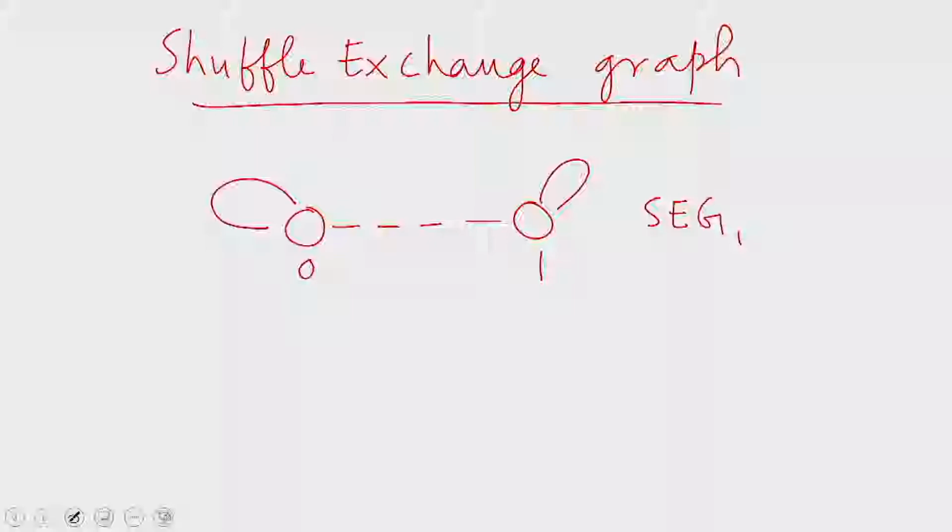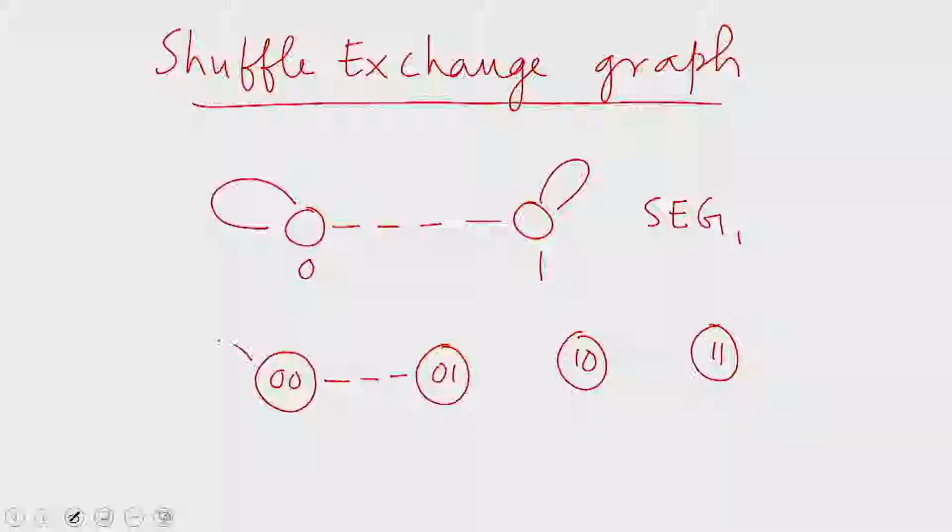A shuffle exchange graph of dimension 2 involves vertices 00, 01, 10 and 11. There is a self loop involving 00 and 11, because when these strings are left shifted, we keep getting the same string. There is an exchange edge between 10 and 11, and there is an exchange edge between 00 and 01. When 01 is left shifted, we get 10, and when 10 is left shifted, we get 01. So, there are two edges between 01 and 10. So, this is a shuffle exchange graph of dimension 2.